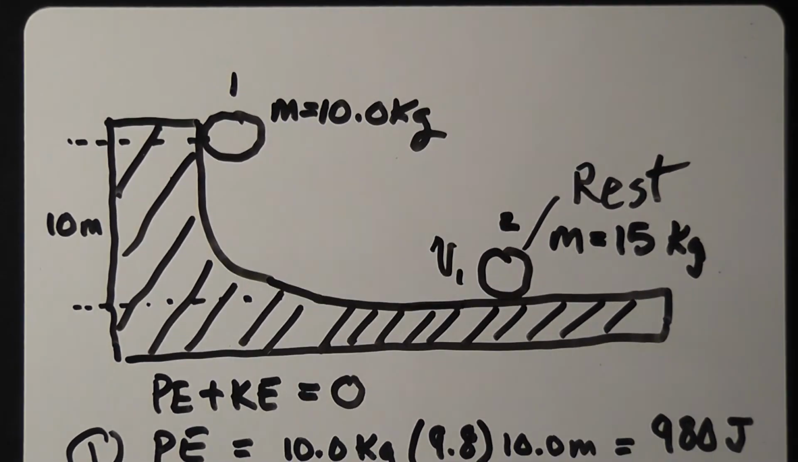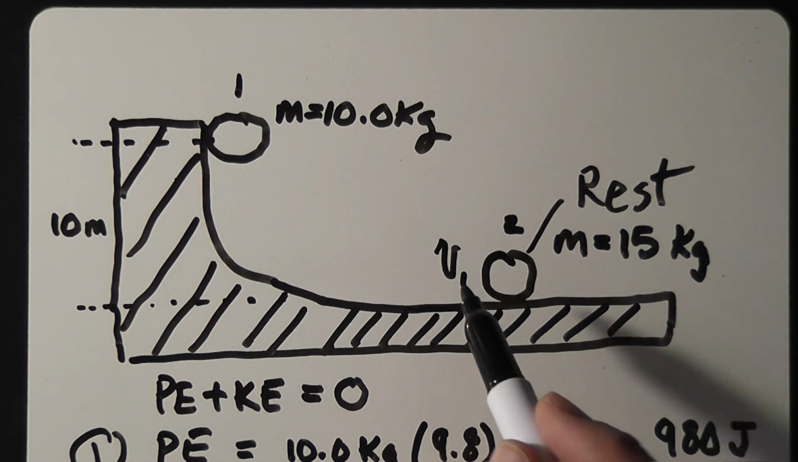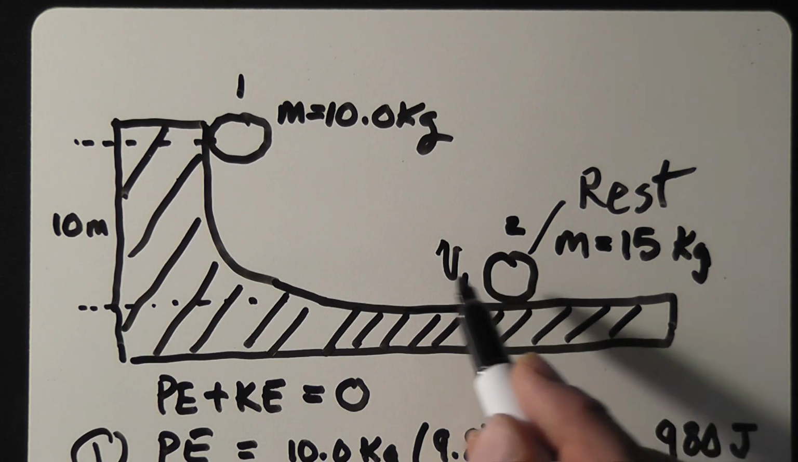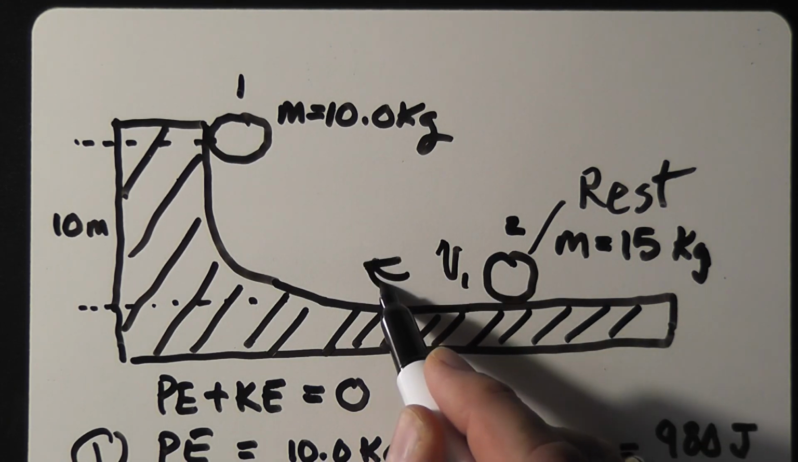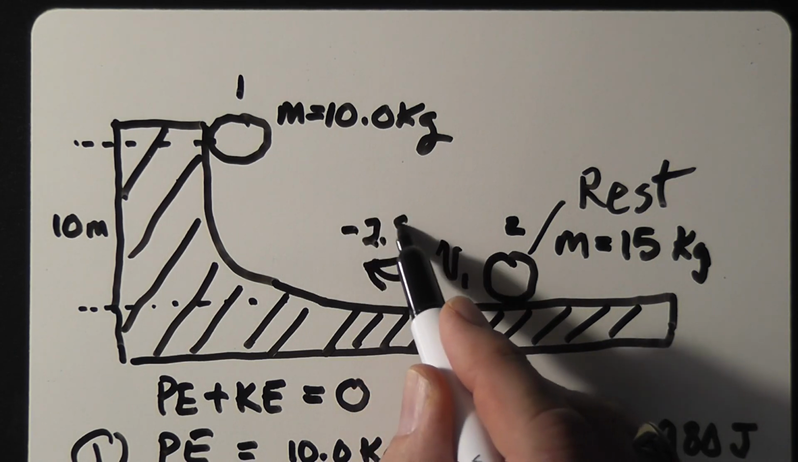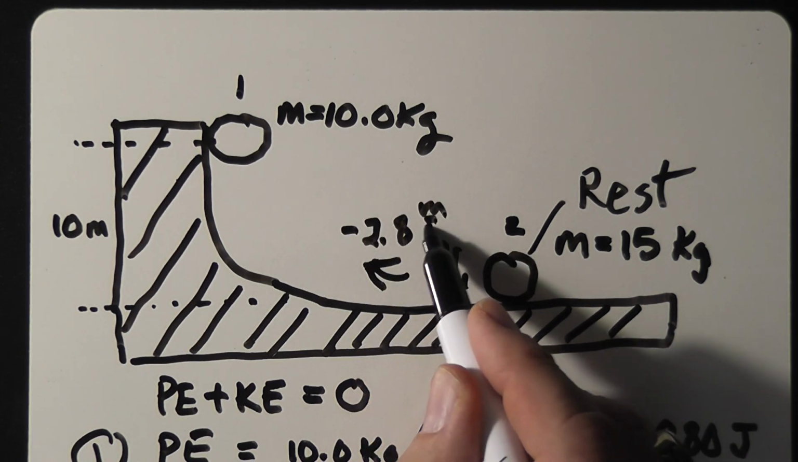And that would mean that in this problem, the v1 is the ball going down, but when it goes back up, when it leaves that area, it's leaving at minus 2.8 meters per second.